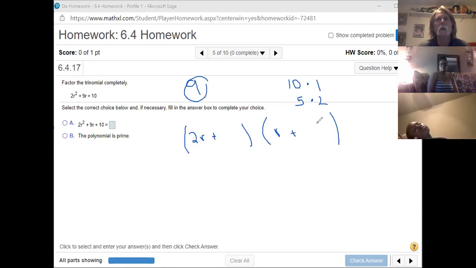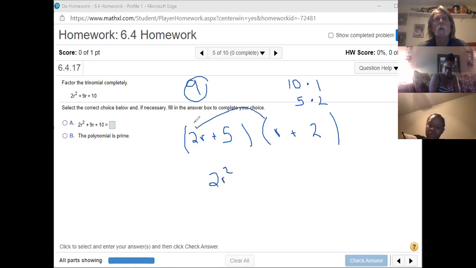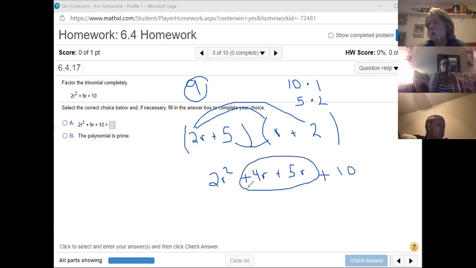All right, so if I went 10 here, that's going to end up giving me a 20, and that's going to be way too much. So let's try this. This will work. I almost thought too much about it. This right here. 2 times r is 2r squared. 2 times 2 is 4. I like it so far. 5 times r is 5r. And 5 times 2 is 10. All right, so we add those right there, and we get our 9r.